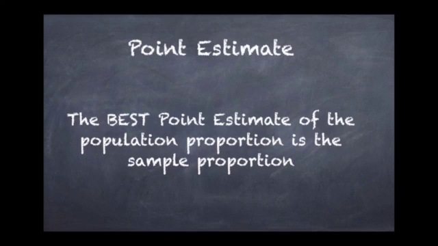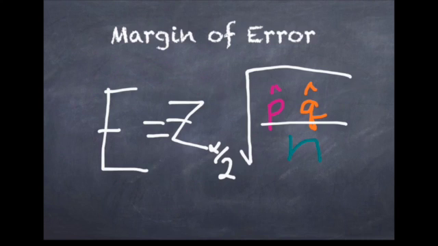For the point estimate, the best point estimate for the population proportion, the regular p, is your p hat, your sample proportion. Just like the point estimate for the mean, the best point estimate for the Greek mean was the English mean. It's the sample to population. Sweet and simple. The best estimate of the population proportion is the sample proportion.